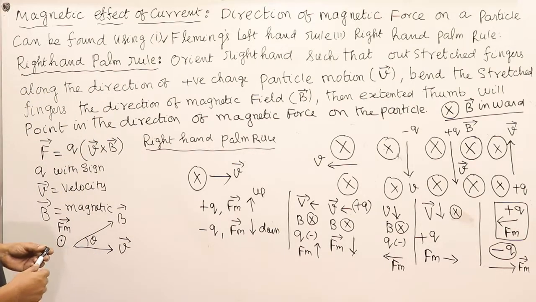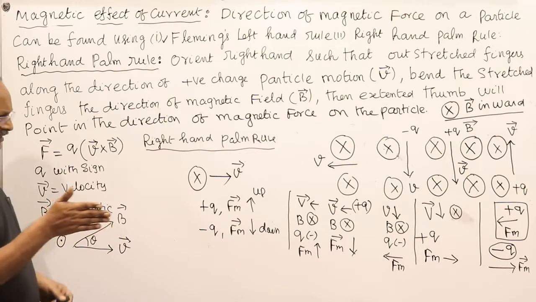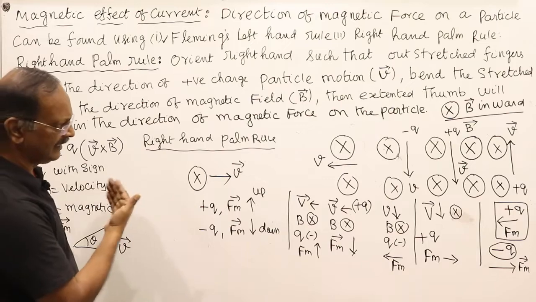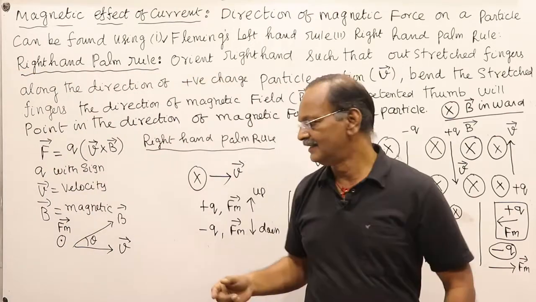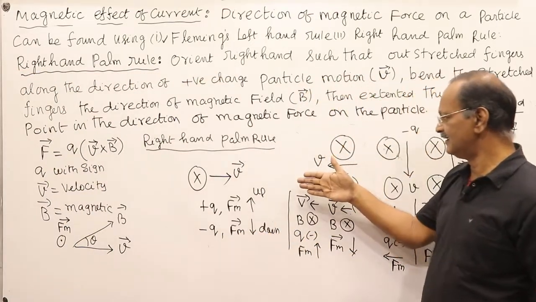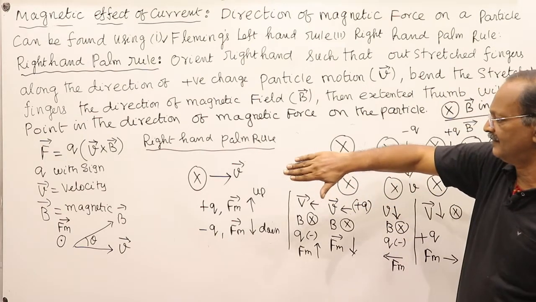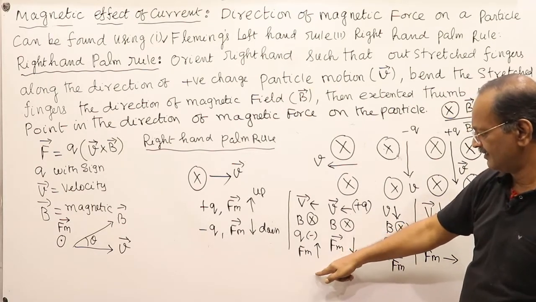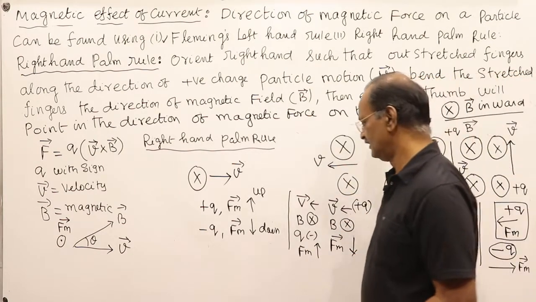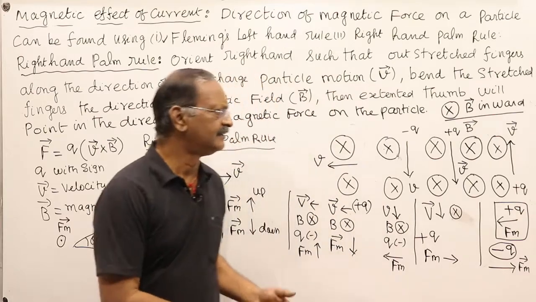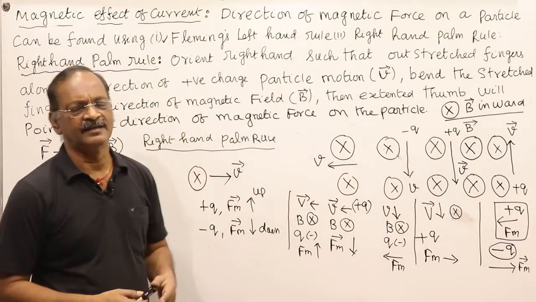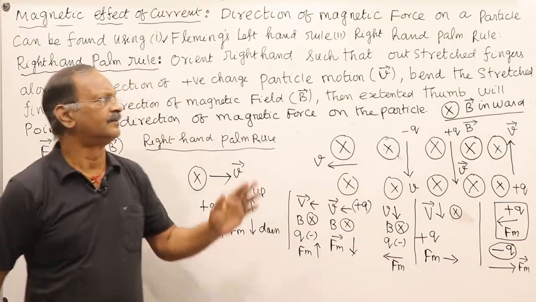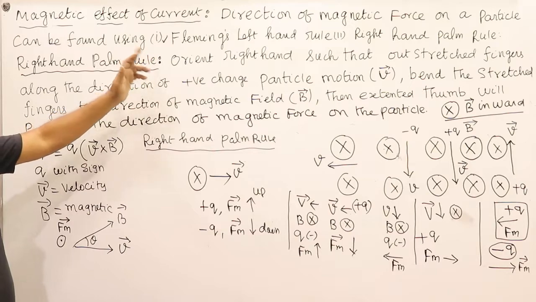Okay, now the velocity is in this direction, it will be in the upward direction. Now velocity is in this direction. We have seen it in this direction. Velocity is in this direction, and we are moving inward. Inward means downward direction, and for negative charge, downward means upward. Okay, these are the different conditions. We can extend to any number of examples using this rule. That is Fleming's right hand palm rule.